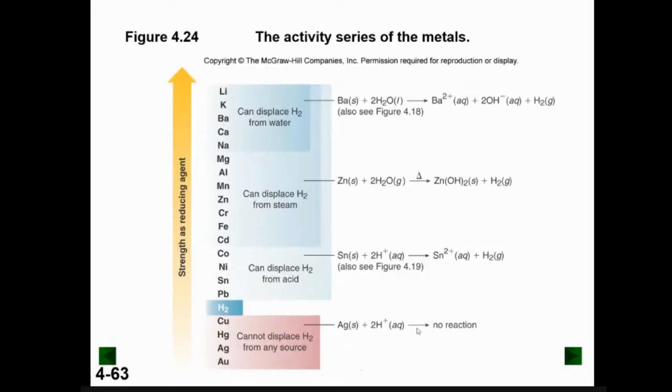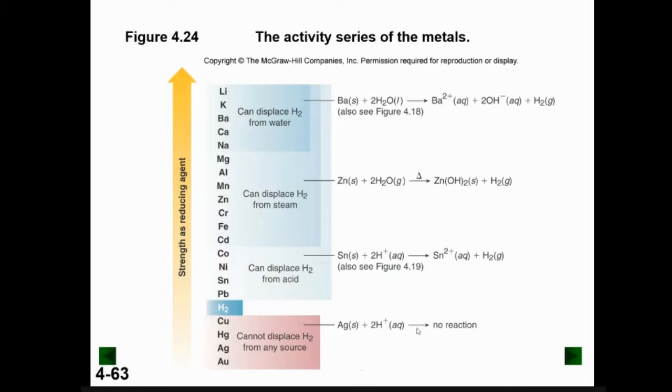This is called an activity series. This is strictly for single replacement reactions. And what it means is the ones on top like to be oxidized. So lithium and potassium, you never find on the surface of the Earth in just their elemental forms. They like to be part of compounds. They're what we call losers. So lithium and potassium are the biggest losers on the activity series.